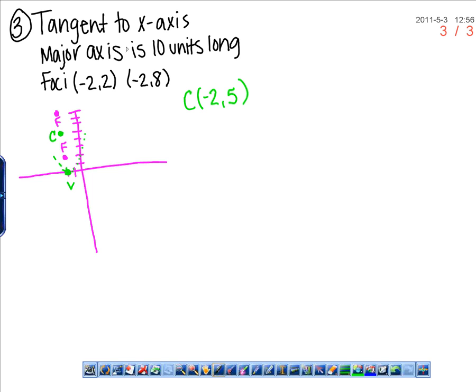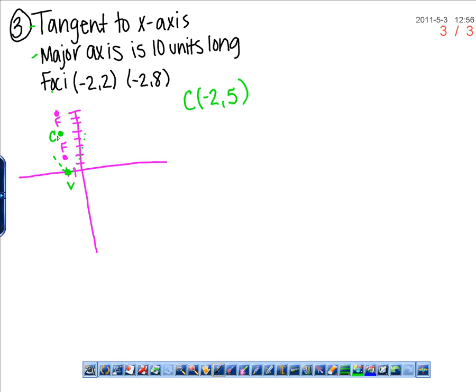Okay, well, let's think about it. It tells us our major axis is 10 units long. Does that make sense here? Yeah, because how many units away is my center? 5. So the tangent to the x-axis and the major axis being 10 units long both happen to tell us the same thing in this case. But you want to think about every piece of information you're given to help clear it up. Okay? So that tells us that this is a vertex. We have another vertex up here.